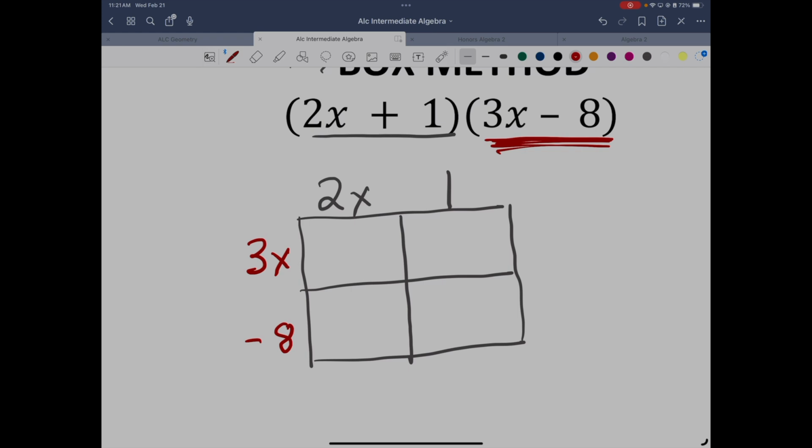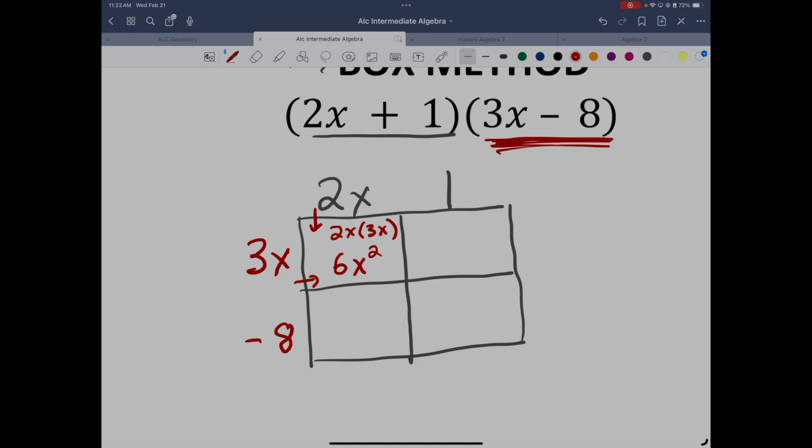So to do the box method, what we're going to do is we're going to go down and this way, and we're going to meet them together. So this first box is going to be 2x times 3x. So we're down and over. What meets there is what we multiply together. 2x times 3x, 6x. How many x's do we have? 2. So that's 6x squared.